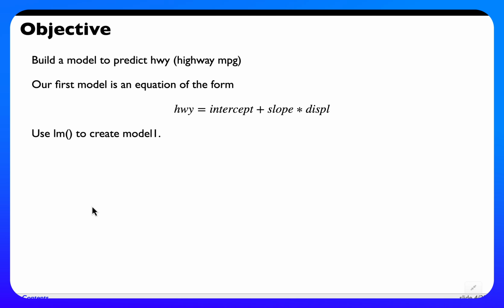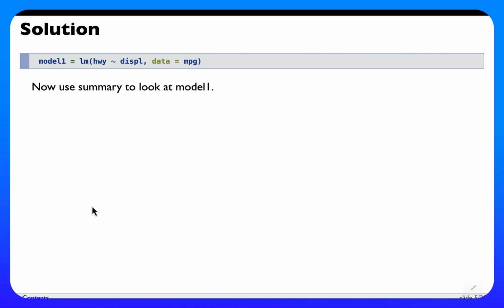Okay, you're back. I hope you were successful in creating the model. Here's the way I did it. It says model1 is lm, parentheses, hwy tilde displ, comma, data equals mpg. Now use summary to look at model1. Again, stop the video, use summary to look at model1, then restart the video after you're done.